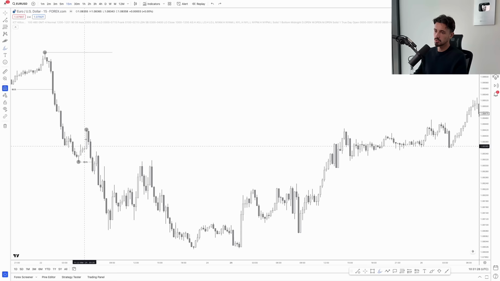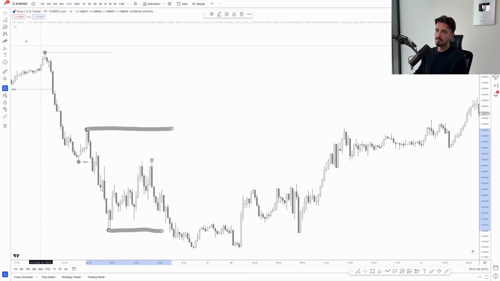So we already know that this is a break of structure. Now this is a more tradable range because we have our high up in here, we have our swing low in here, and before price has even happened, right? In fact, you know what we'll do? Before price has even happened, right?